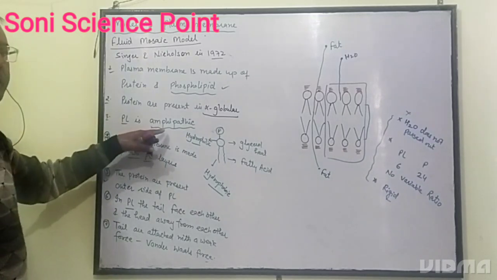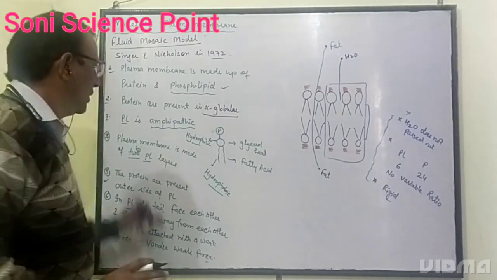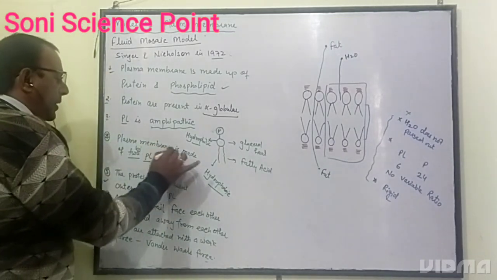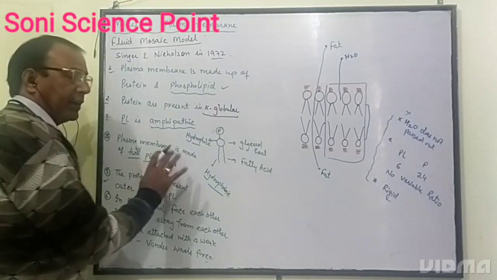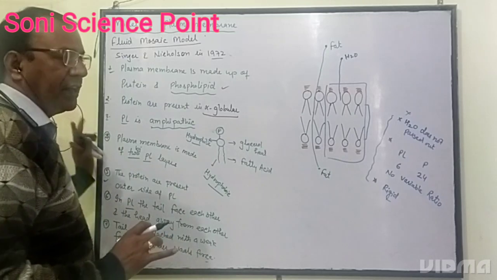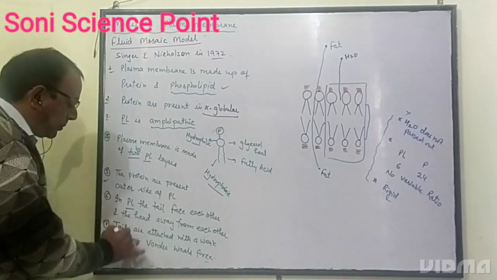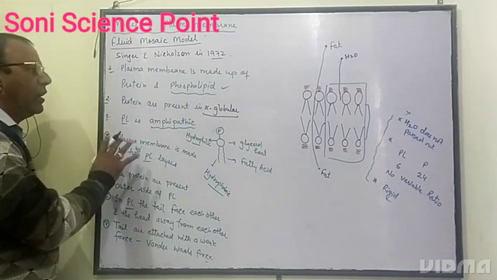Phospholipid is amphipathic. There is no change according to Danielli and Davson. And the plasma membrane is made up of a bilayer of phospholipid. These are similar properties to Danielli and Davson. All these properties are also similar. How can this model be shown?